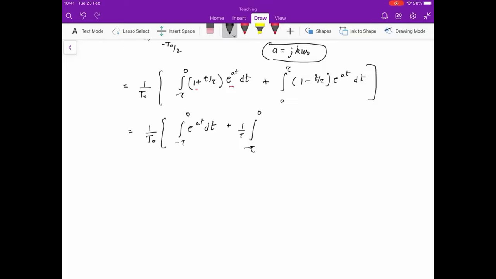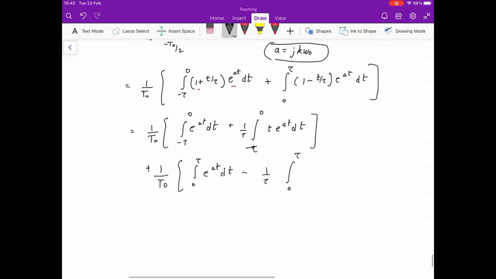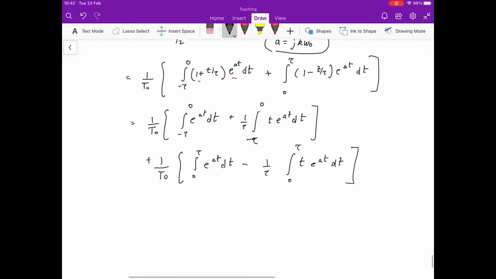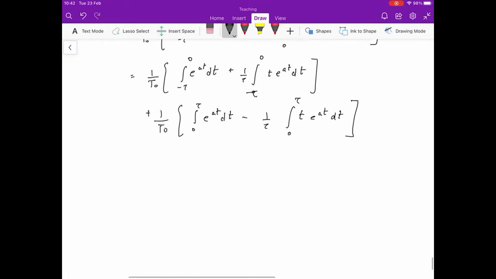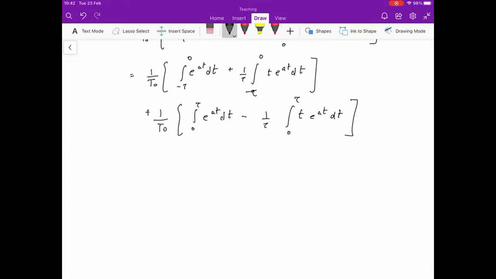It's going to be t e to the at dt, right? And then let's just expand it on the next line, one over t zero. The third one is going to be similarly expanded. This integral zero to tau e to the at dt minus one over tau integral zero to tau t e to the at dt, right? And now essentially it comes down to plugging in these values for each of those integrals.